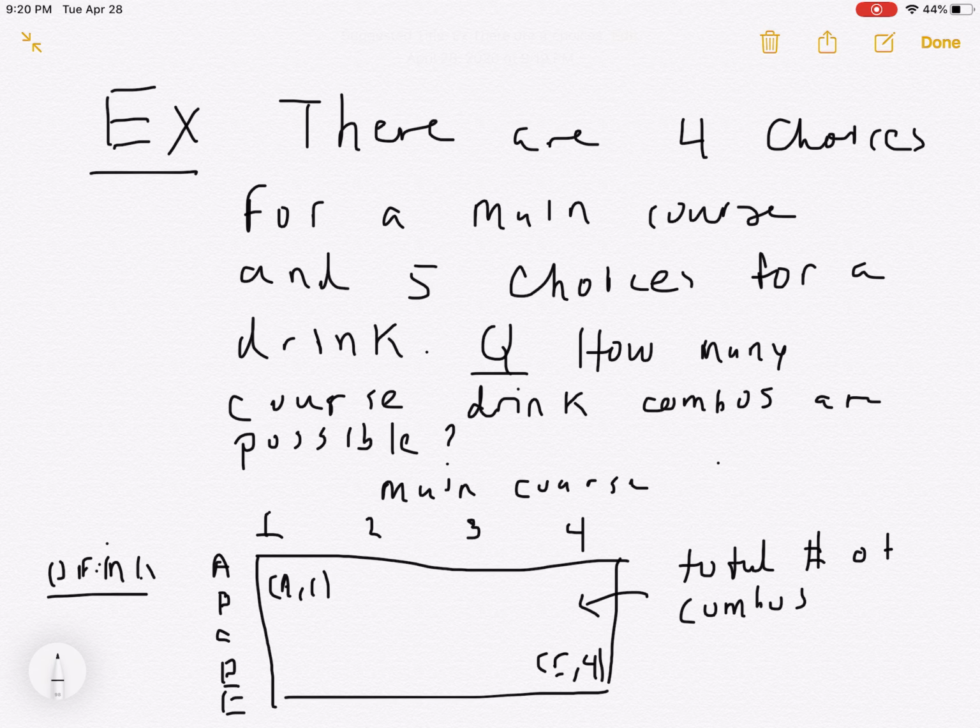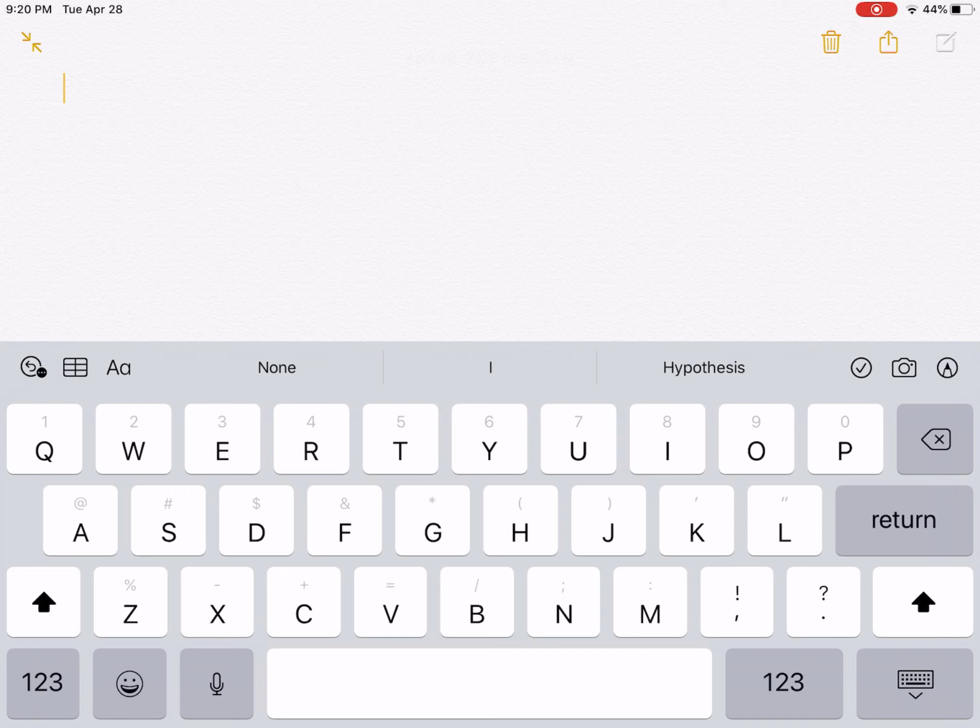And I think it won't be too hard to believe that there are going to be 4 times 5 outcomes. And in fact, that's the answer, 4 times 5, which gives us 20. Okay. So that's an example of what we call the general counting principle.